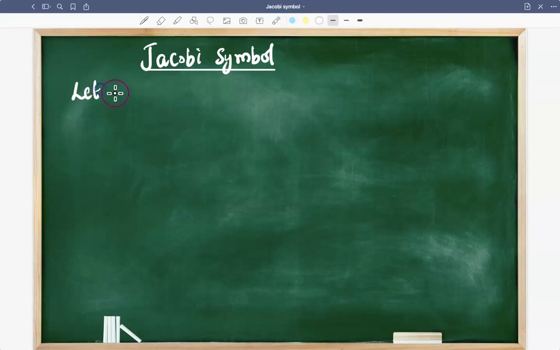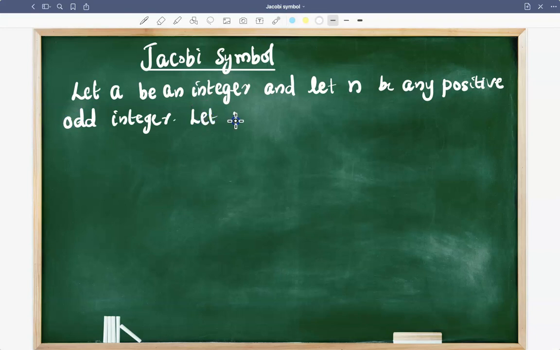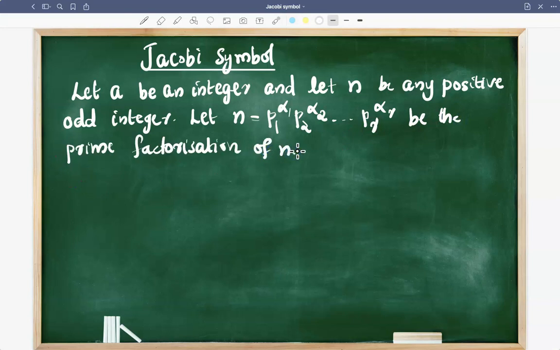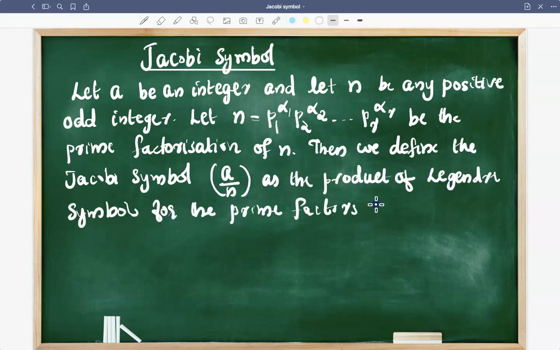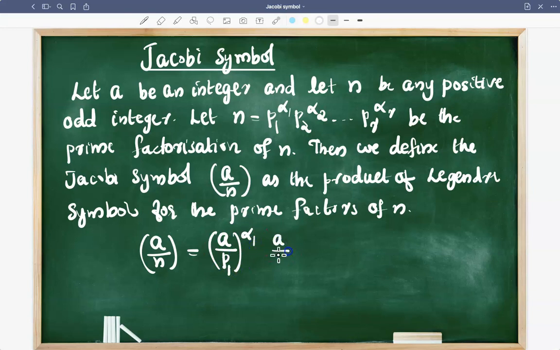Here we assume that a is an integer and n is a positive odd integer. We let n equal p1 raised to alpha 1, p2 raised to alpha 2, and so on, pr raised to alpha r, be the prime factorization of n. Then we can define the Jacobi symbol a by n as the product of Legendre symbols for the prime factors of n. That is, we can define the Jacobi symbol a by n as the product of the Legendre symbol a by p1 raised to alpha 1, a by p2 raised to alpha 2, and so on, a by pr raised to alpha r.